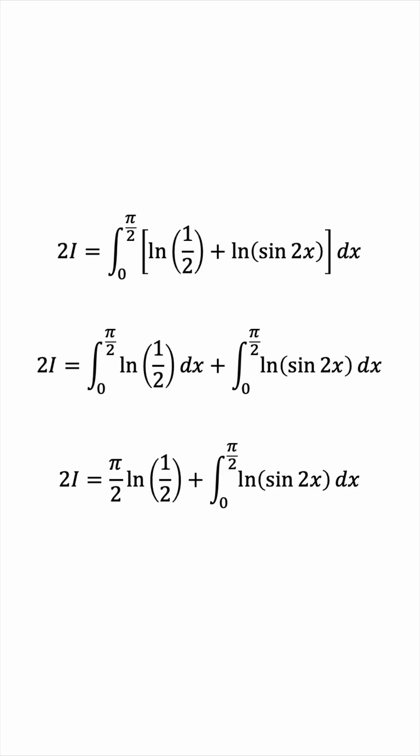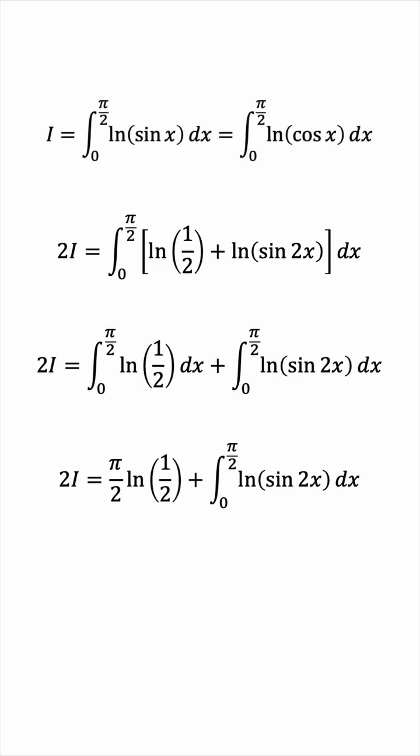But notice that the second integral is very similar to the integral we started with, except that it's the sine of 2x instead of x. So can we perhaps rewrite this in terms of I, the initial integral, which is the integral from 0 to pi over 2 of the natural log of sine x, or cosine x, by the way, because we proved that these are equivalent. So do we have any hope of rewriting this green integral in terms of the original I?